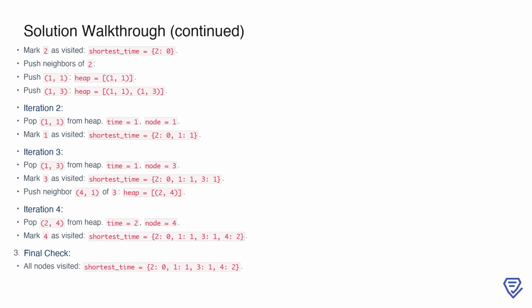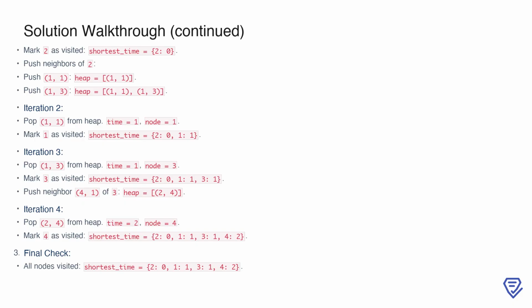In the second iteration, we pop (1, 1) from the heap, indicating we are visiting node 1 with a travel time of 1. Node 1 is marked as visited, updating shortest_time to {2: 0, 1: 1}. In the third iteration, we pop (1, 3) from the heap, visiting node 3 with a time of 1. Similarly, we mark node 3 as visited, shortest_time equals {2: 0, 1: 1, 3: 1}. For node 3, we see it has a neighbor, node 4, with a travel time of 1. Adding this to the heap gives us heap equals [(2, 4)].